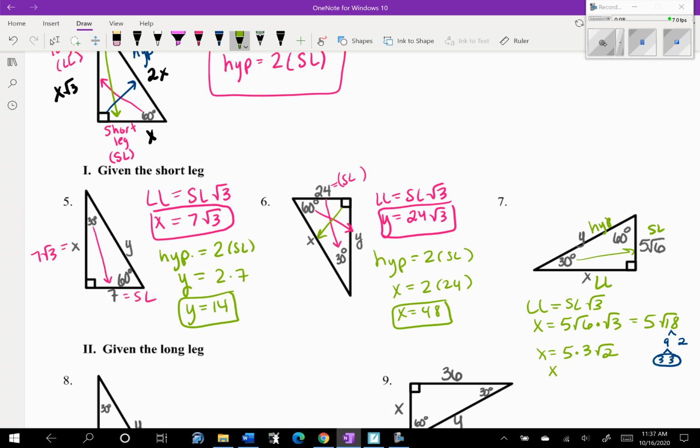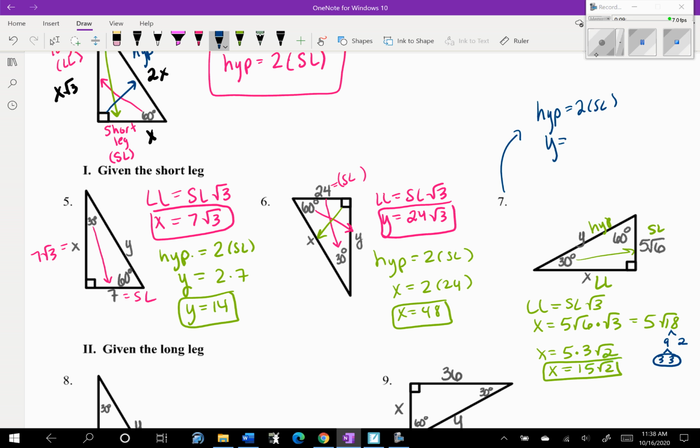So that means x is equal to 15 root 2. So now we have x, the long leg, and now we need the hypotenuse. So I'm going to go ahead and do that work up here. So the hypotenuse is equal to 2 times the short leg. So the hypotenuse is variable y.